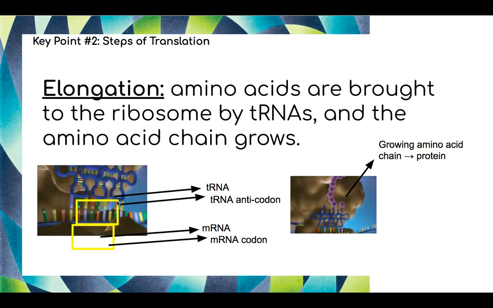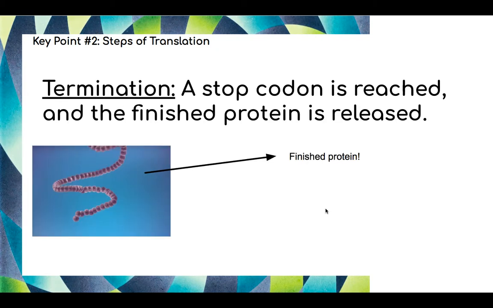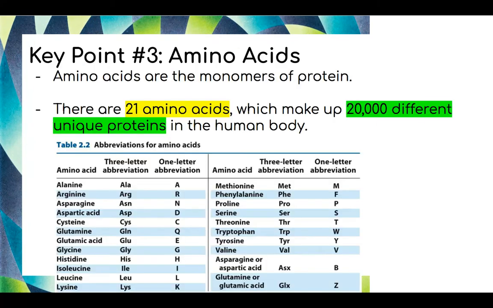Elongation is when amino acids are brought to the ribosome by tRNAs and the amino acid chain grows. Okay, so these curlicue navy things are the tRNA, and then they have an anticodon which bond to the codon. So a codon is a group of 3 bases, and the mRNA codon binds to the tRNA codon, and the amino acid chain right here is growing. So every time a tRNA bonds, it brings an amino acid. And then termination, that is when the stop codon is reached and the finished protein is released.